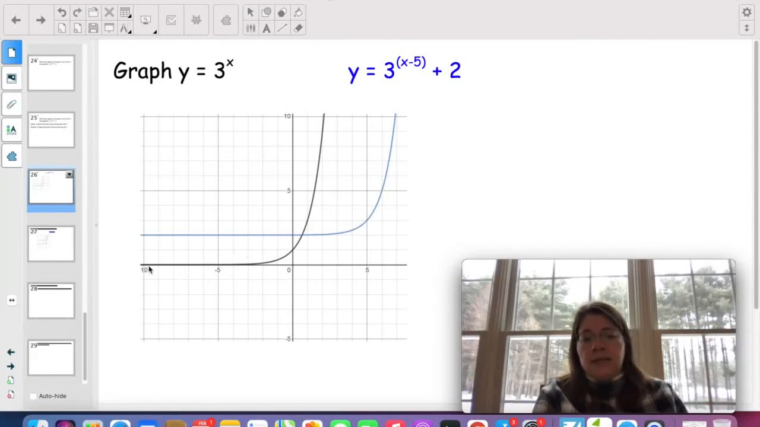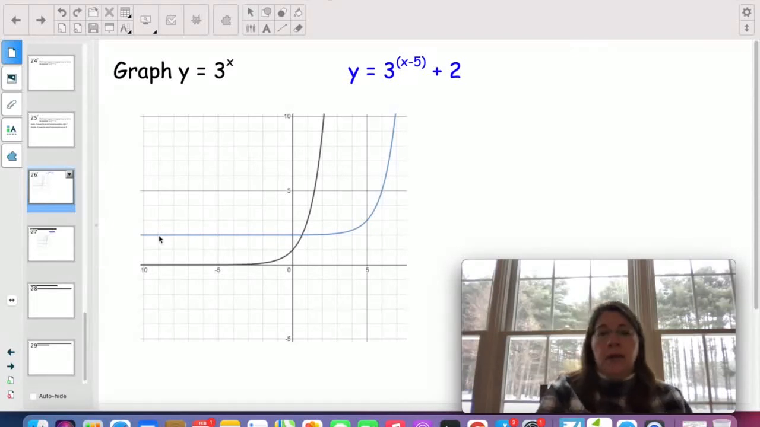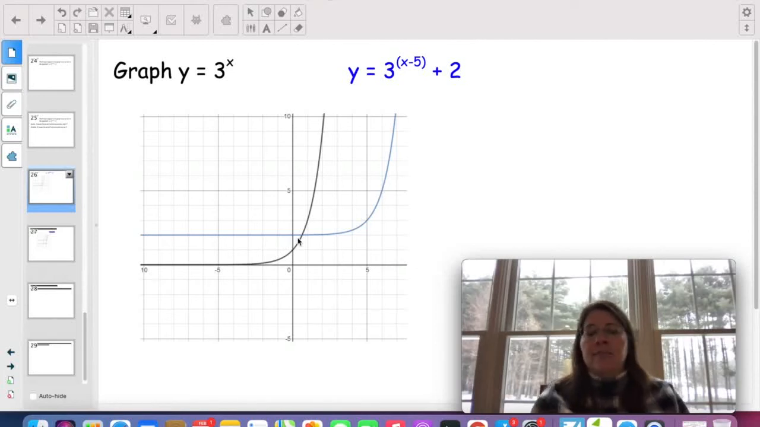This kind of hugged the x-axis. Now this graph is going to kind of hug the 2. So we could say in the parent function, the x-axis is an asymptote, a horizontal asymptote. We can say in the transformation function, y equals 2 is the asymptote. And that's usually what they're going to ask on the SOL: what is the asymptote line of the exponential function or the logarithmic function, whatever it may be?